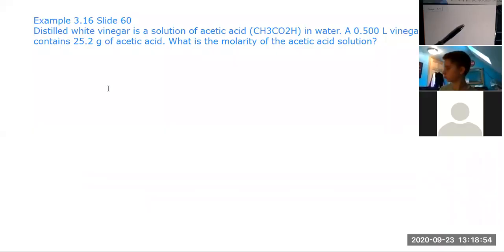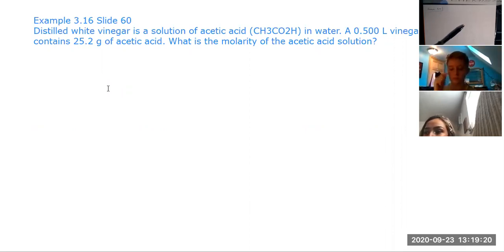All right, in this video, we are in the review session looking at example 3.16, which is found on slide 60. What this tasks us with doing is working with a sample of distilled white vinegar, which, you may or may not know, all vinegar is a solution of acetic acid. We have the formula for acetic acid given to us right here, CH3CO2H in water. Depending on the strength of the solution, that'll depend on the strength of the vinegar. And we're given here a 0.500 liter solution of vinegar, which has 25.2 grams of acetic acid.